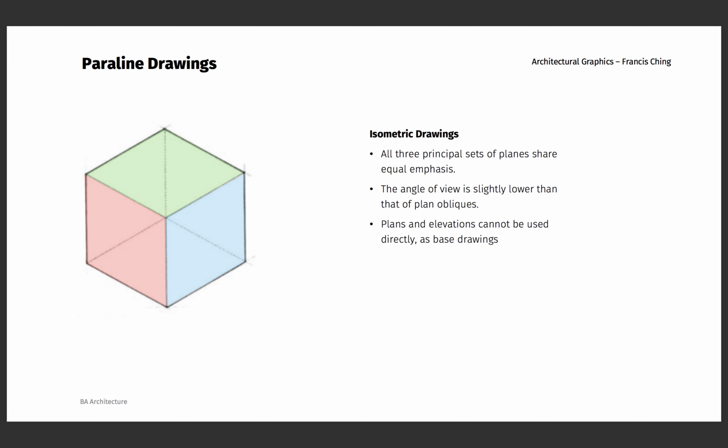So all three principal sets of planes share equal emphasis, and the angle of view is slightly lower than that of a plan oblique. And plans and elevations, you can't use them directly to base this kind of drawing on. So you have to redraw your orthographic plan, you have to redraw your orthographic elevation, and modify them to be able to create an isometric drawing. What you'll get, though, is something that's a little bit more perspective-y, if you like that term, and where the emphasis on these three planes is more equal and shared out.